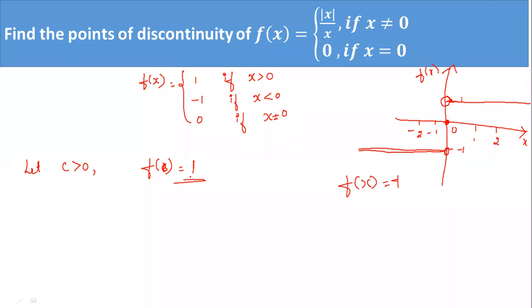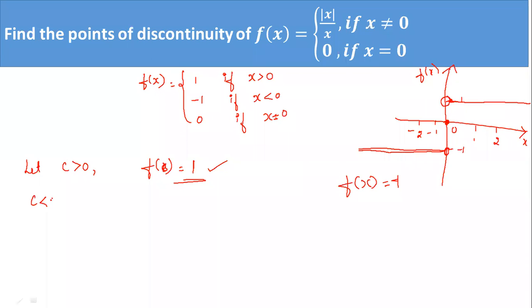It's fine. So f of c is 1. So this is a constant function. What do we know about a constant function? It is continuous. A constant function is always continuous. Correct? So for c greater than 0, the function is continuous.